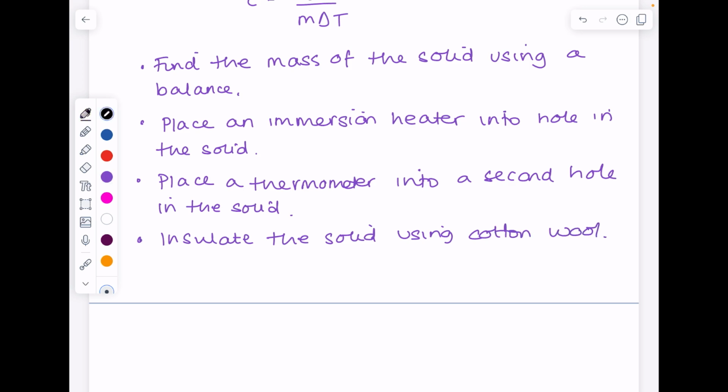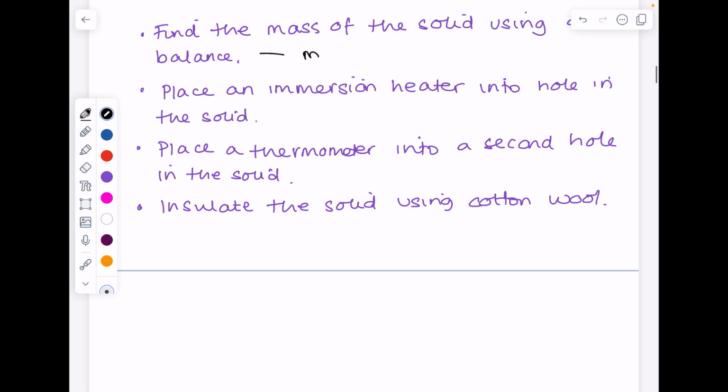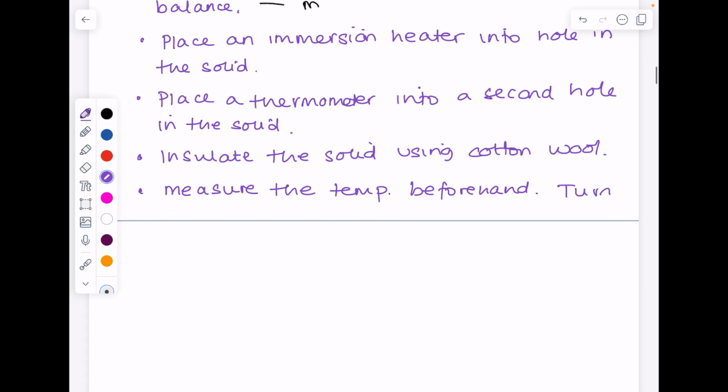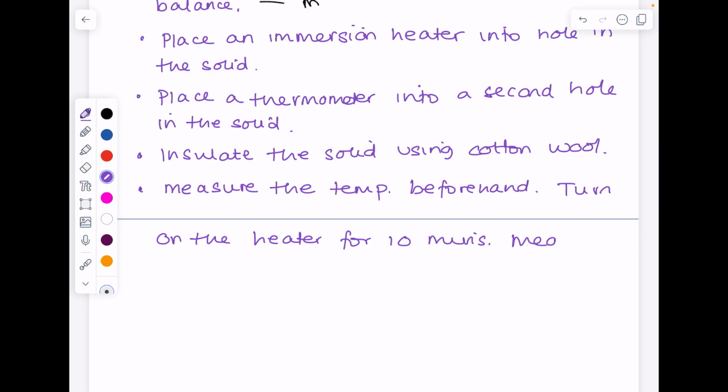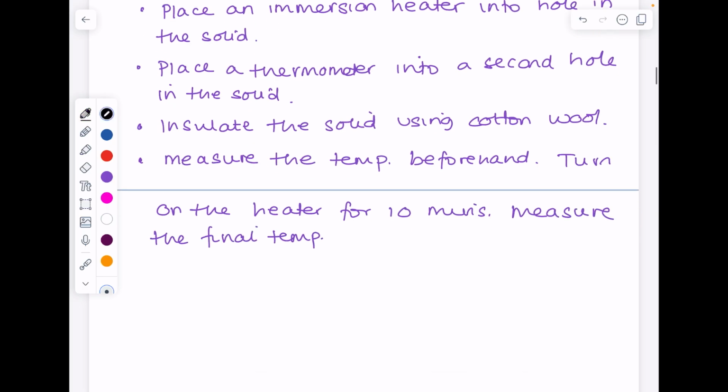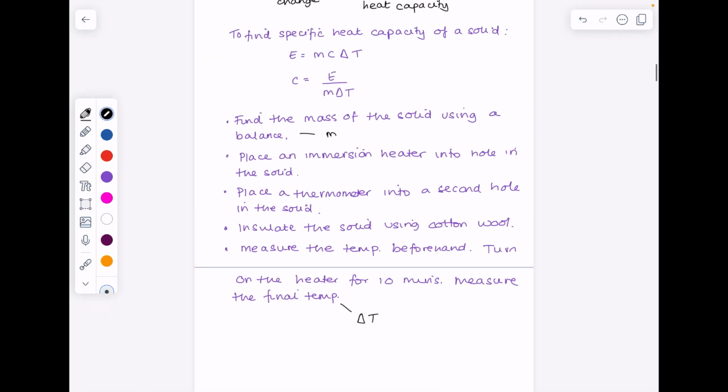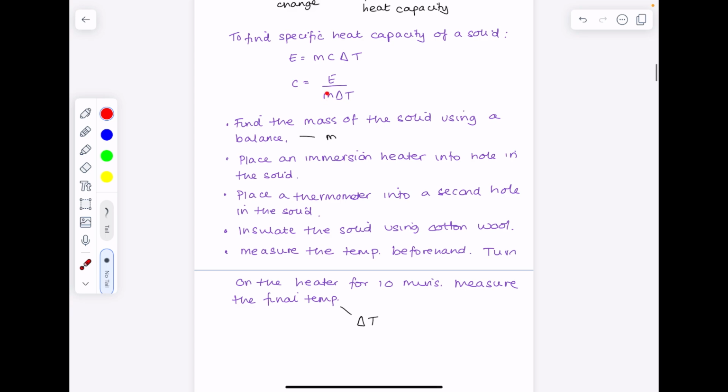So we know that we can find the mass, M, using the balance. To find delta T, so change in temperature, we want to measure the temperature before, turn on the heater for 10 minutes, and then measure the final temperature. And so because you found the final temperature and the initial temperature, that will enable you to find delta T. So if we constantly refer to our equation, we know we can find the mass, we know we found delta T. How do we find the energy transferred?